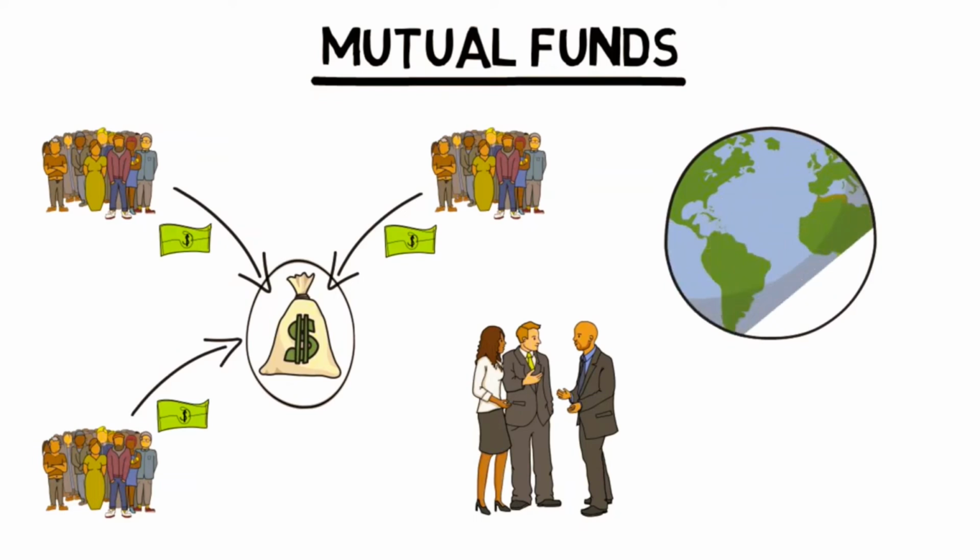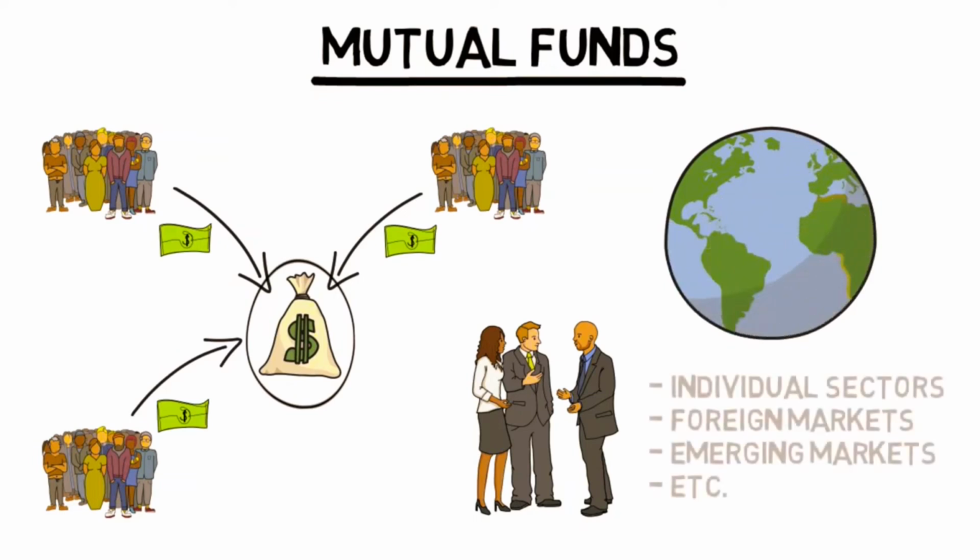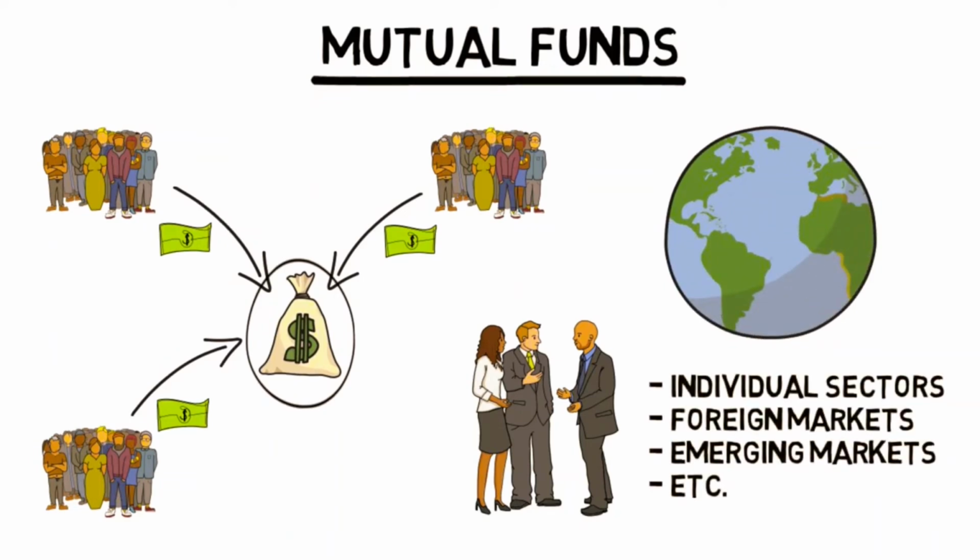For example, some mutual fund managers are focused on individual sectors like oil and gas, some on foreign markets like China or Europe, and some on emerging markets like newly developing countries and cities. But how do you make money from mutual funds?